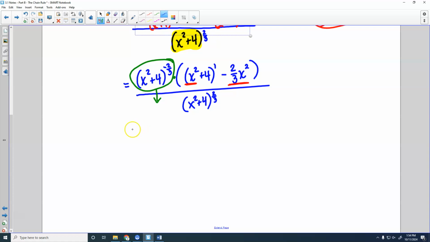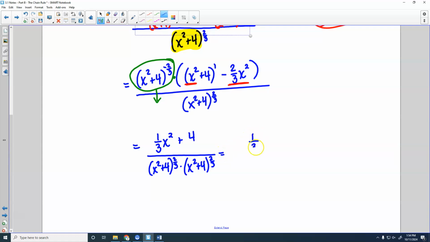So whenever I do that, I would have x squared minus 2/3 x squared, which gives me 1/3 x squared plus 4 over, I'll have x squared plus 4 to the positive 2/3 times x squared plus 4 to the positive 2/3. What do I get when I put those together in that denominator? 4/3, yes. So it'll look like this.